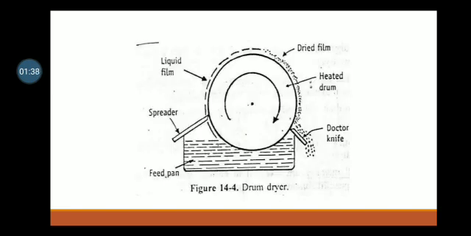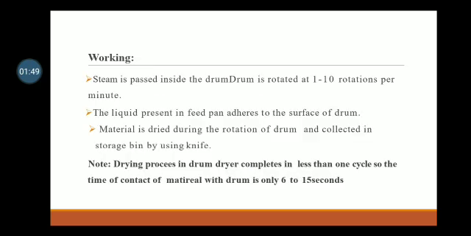This is the diagram of drum dryer. It consists of feed pan, spreader, liquid film, dried film which is separated, then heated drum, doctor knife. Working: steam is passed inside the drum. The drum is rotated at 1 to 10 rotations per minute. The liquid present in the feed pan adheres to the surface of the drum. Material is dried during the rotation of the drum and collected in the storage bin by using the knife.